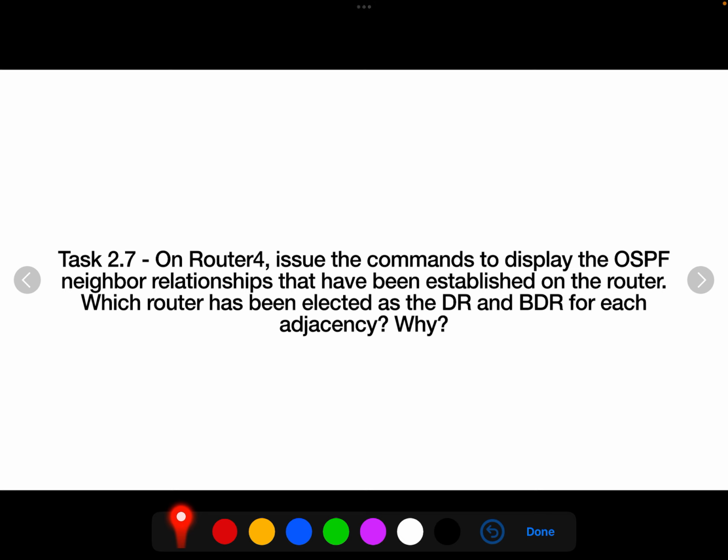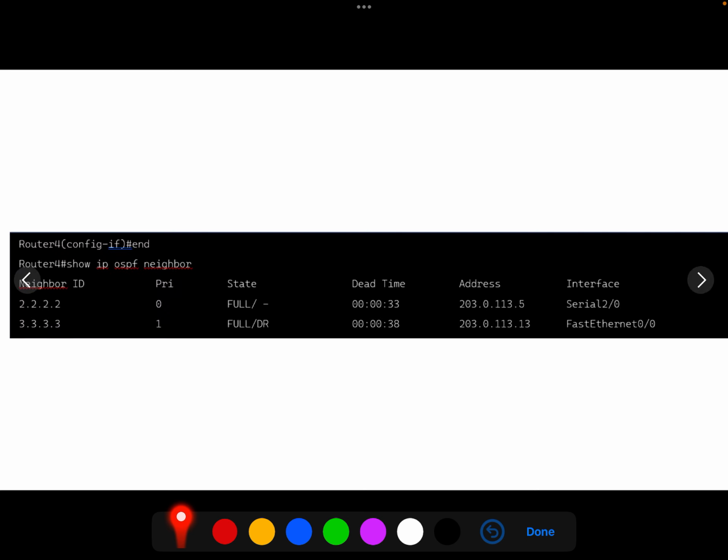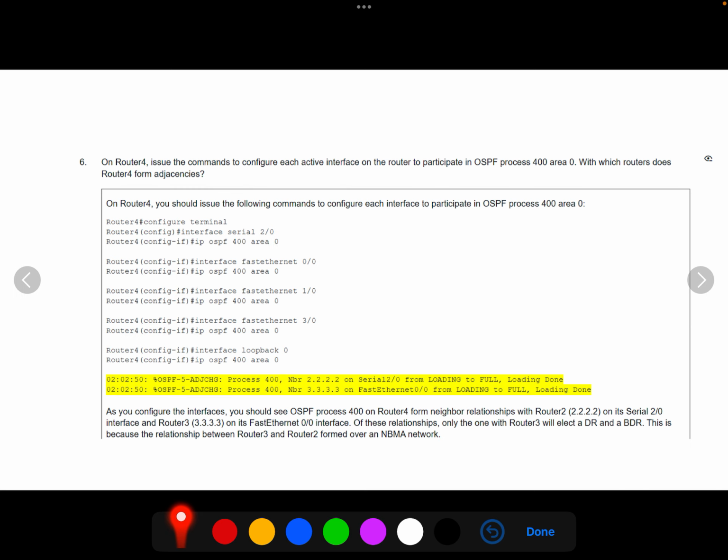Now, task 2.7 on router 4 shows the commands to display the OSPF neighbor relationships that have been established on the router. Which router has been elected as the DR and the BDR for each adjacency, and why? So here we go. Show ip ospf neighbor. We can see 2222 and 3333. Okay, there's two relationships there. Here, this is full, and this is full. Full/dash there, so no DR, no BDR, and full/DR. So here, NBMA network, right, NBMA network there.